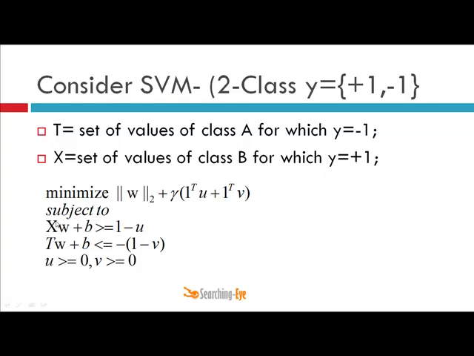Subject to the following constraints: constraint number 1 is X times W plus B must be greater than or equal to 1 minus U. This 1 is not a scalar, it is a column vector with all components 1, and likewise Y times W plus B is less than or equal to negative of 1 minus V. With constraints U is greater than or equal to 0 and V is greater than or equal to 0. That is a constraint on each of the components of U and each of the components of V. They must be positive. This is a description of SVM.